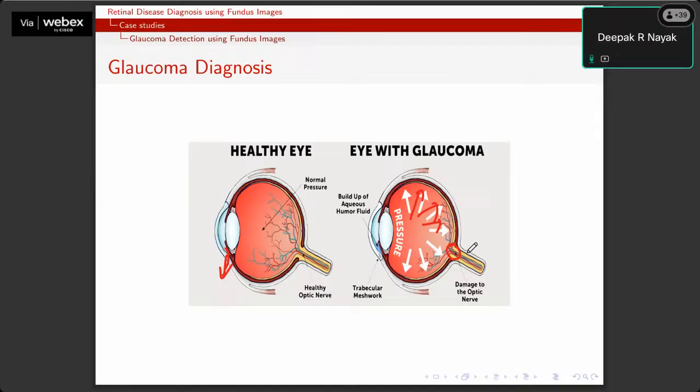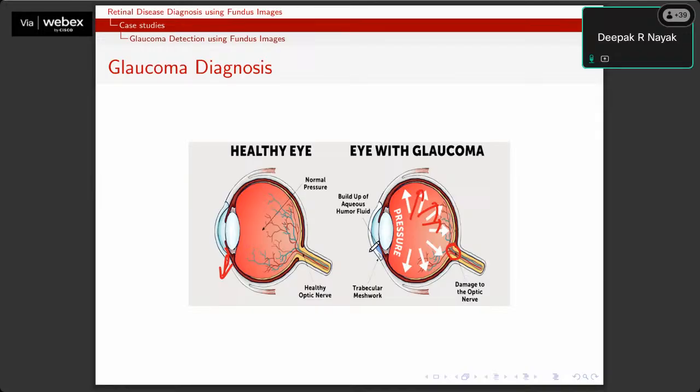And then we get a different shape of the optic cup and optic disc, and that is why these are the major indicators to identify glaucoma disease, because of the pressure which is built due to this particular liquid being blocked. I hope it is clear.